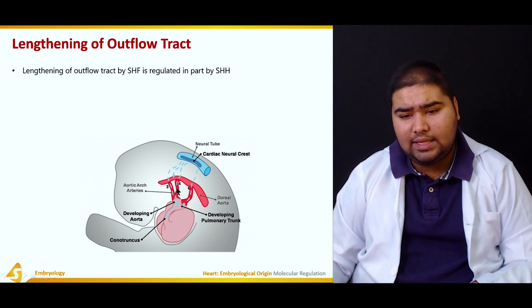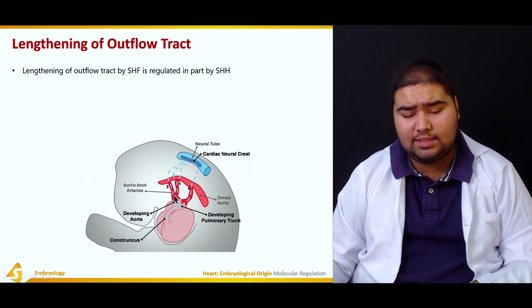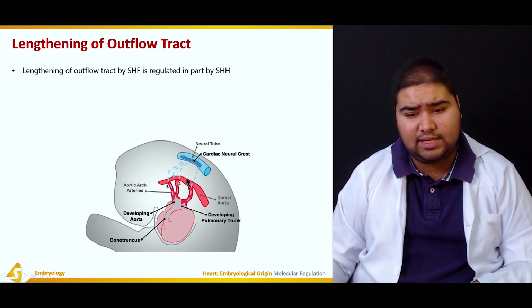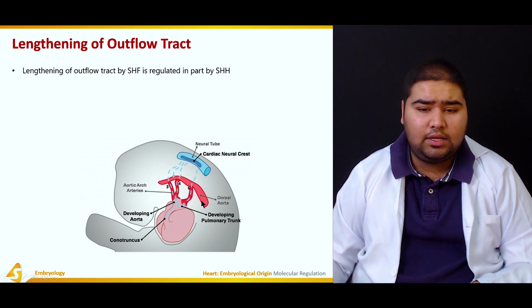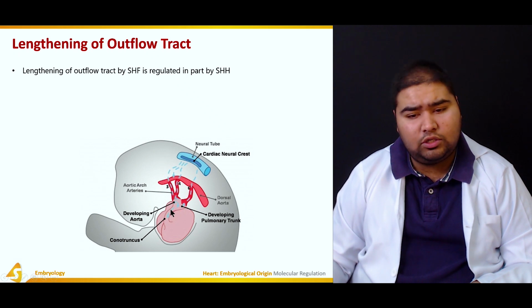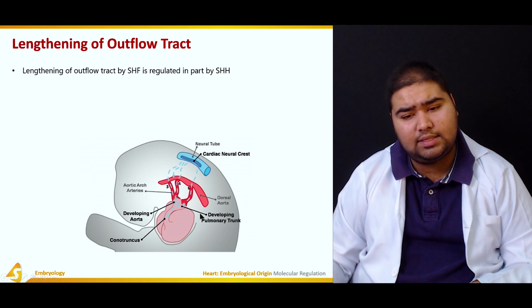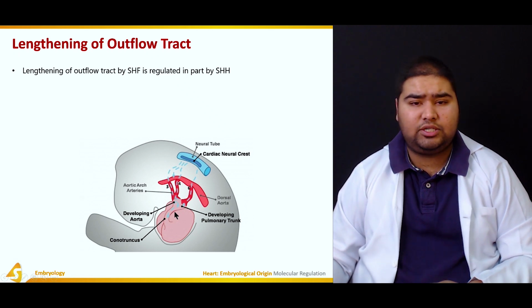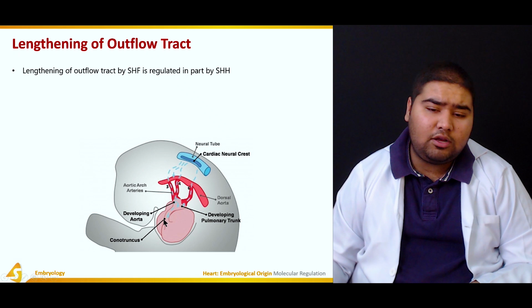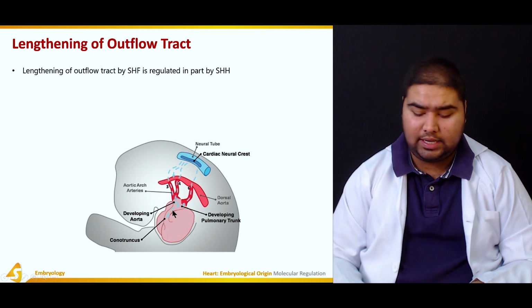These are the outflow tracts. These are the aortic arches being formed. This is the third, this is the fourth, and this is the sixth aortic arch, and this is the dorsal aorta. This is the developing portion of the conus cordis that helps in the formation of the aorta, and this is the developing pulmonary trunk. So we are talking about the lengthening of this section of the heart now.